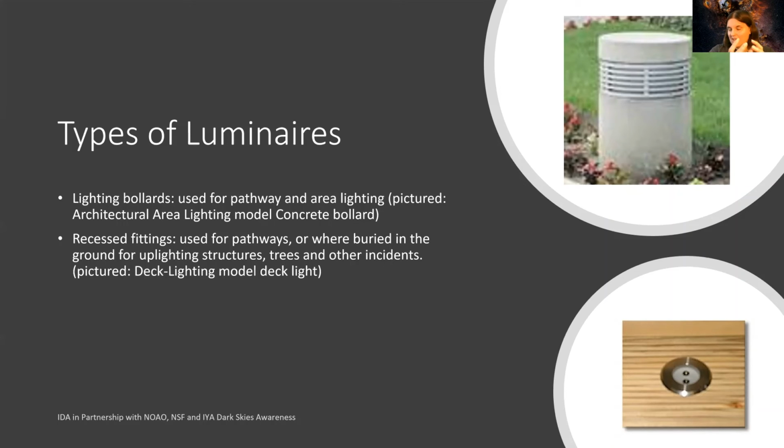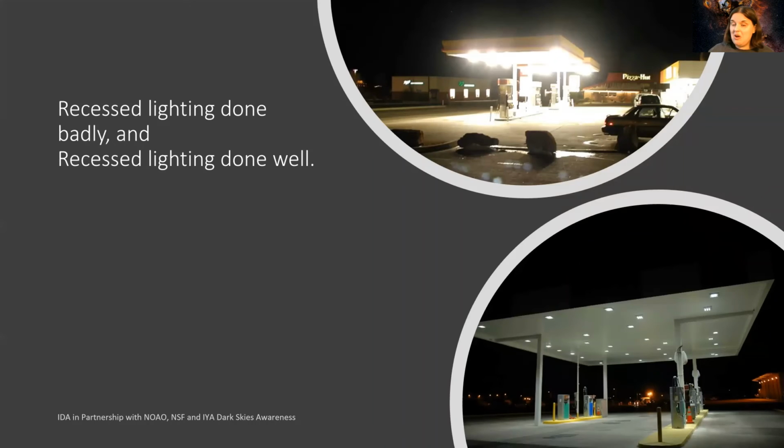So rather than having a hanging lantern, consider having a light that's recessed into your house and it's buried either in the ground or in a fixture high enough to where it doesn't blare out into different areas. So these are two examples of recessed lighting done badly and done well.